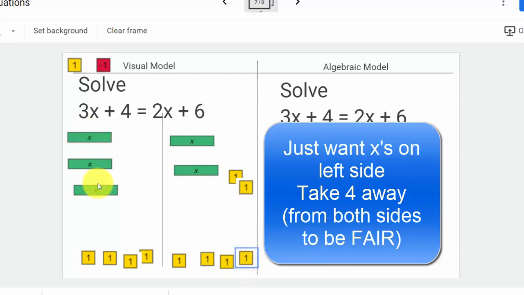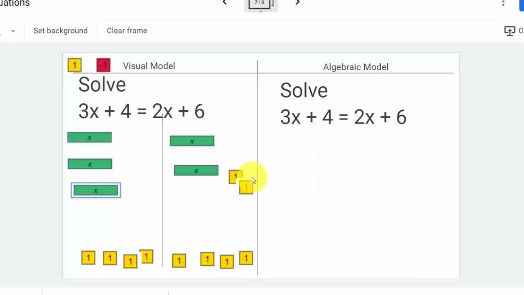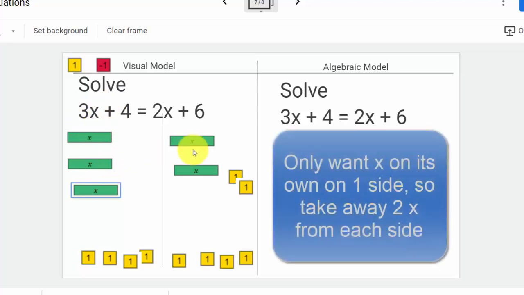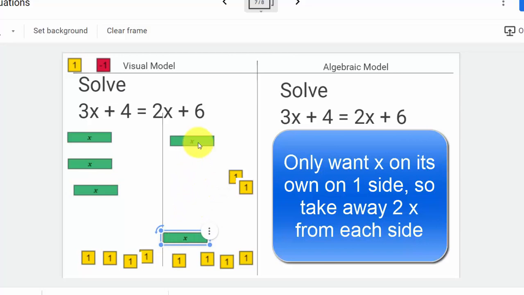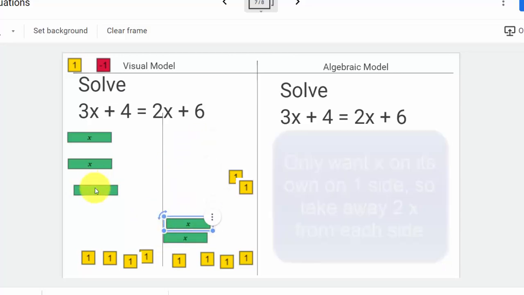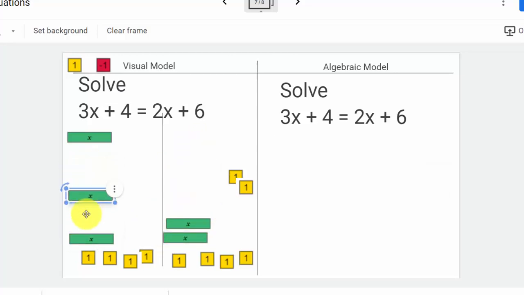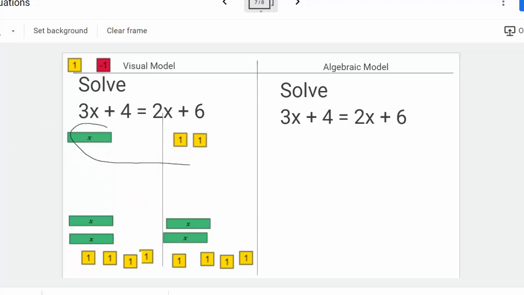So now I've got 3x equals 2x plus 2. I just want x on its own. So what I could do is, I don't want the x's on the right-hand side. I could take this x away and take this x away, but I better do the same on the other side, so I can also take away 2x. And now I'm left with 1x equals 2. Okay, these ones take practice, so I encourage you to do lots of practice on these.